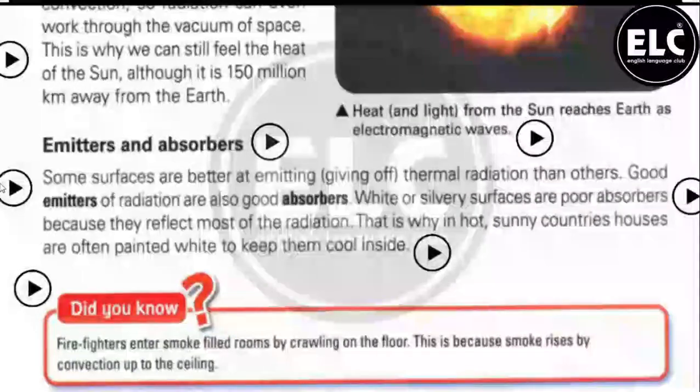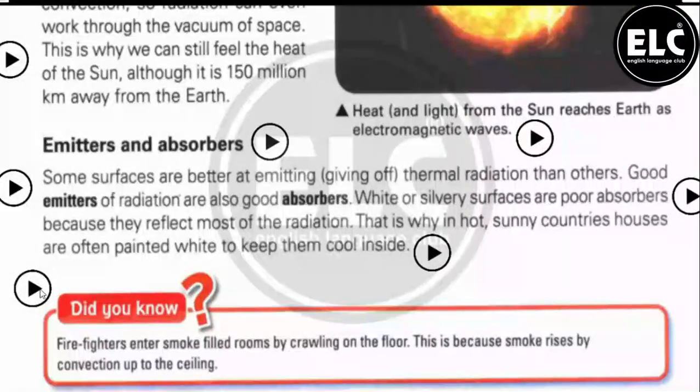Emitters and absorbers. Some surfaces are better at emitting, giving off, thermal radiation than others. Good emitters of radiation are also good absorbers. White or silvery surfaces are poor absorbers because they reflect most of the radiation. That is why in hot, sunny countries houses are often painted white to keep them cool inside.